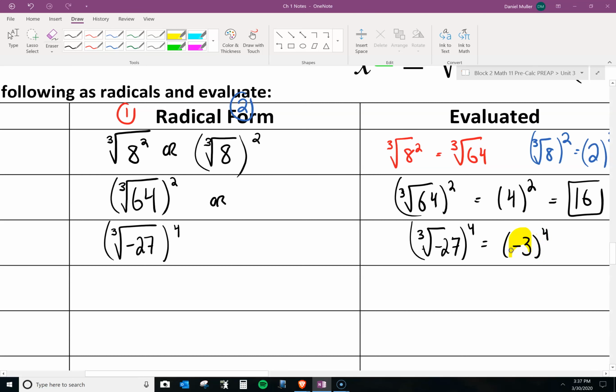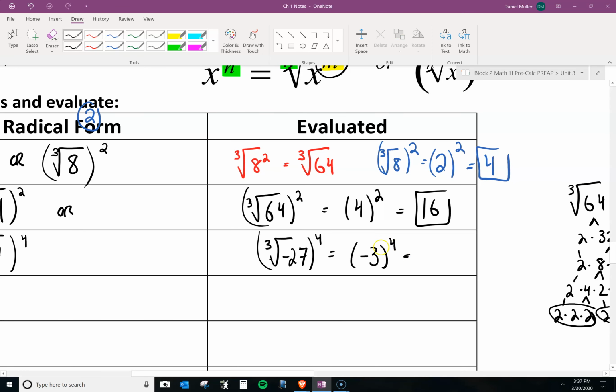So if I went negative 3 times negative 3 times negative 3, there would be 3 different negatives, an odd number, which is still negative, and 3 times 3 times 3 is 27. So the cube root of negative 27 is indeed negative 3. Negative 3 times negative 3 times negative 3 is negative 27. And you're just going to have to know that.